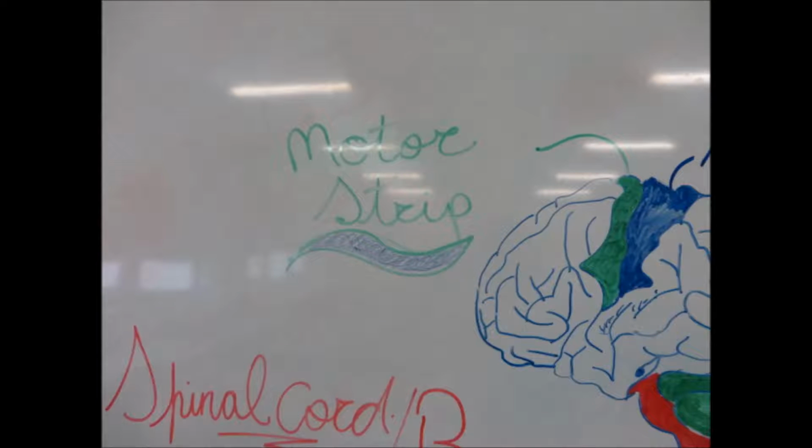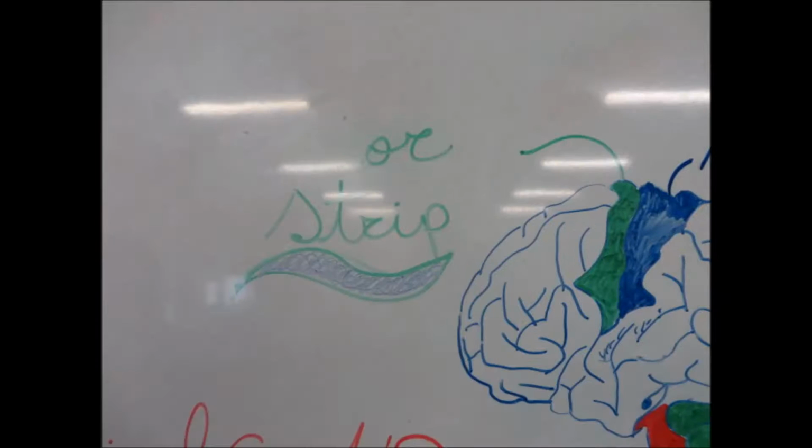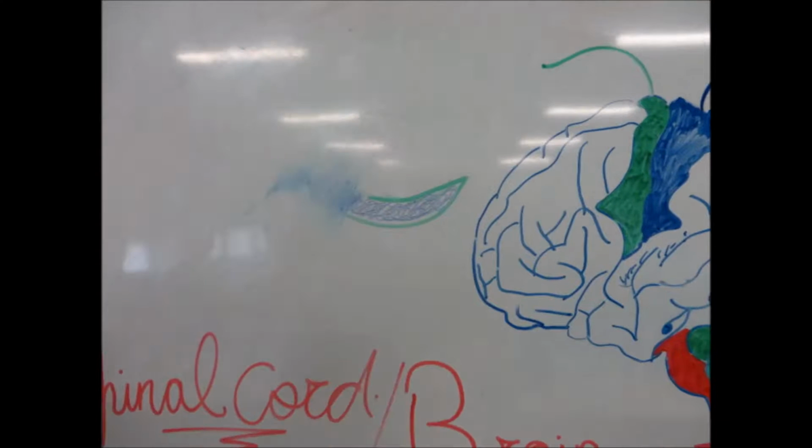Motor strip. The motor strip, also called the primary motor cortex, is a part of the frontal lobe of the brain and connects muscle movement, including voluntary movement, swallowing, and speech.